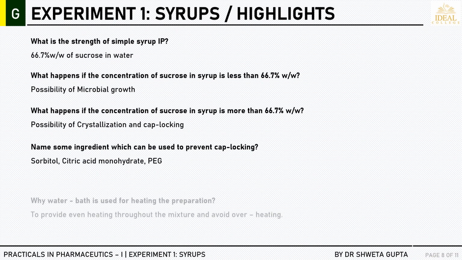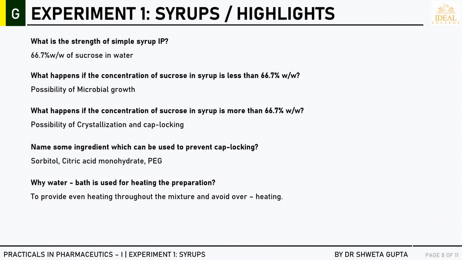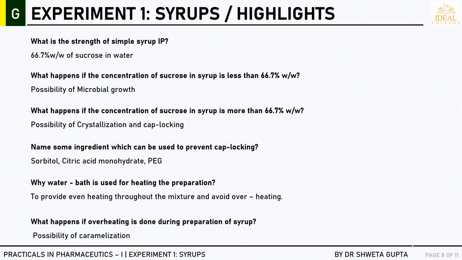Why is a water bath used for heating during the preparation? To provide even heating throughout the mixture and avoid overheating. What happens if overheating is done during the preparation of syrup? There may be a possibility of caramelization. Caramelization is the formation of brown colored caramel.